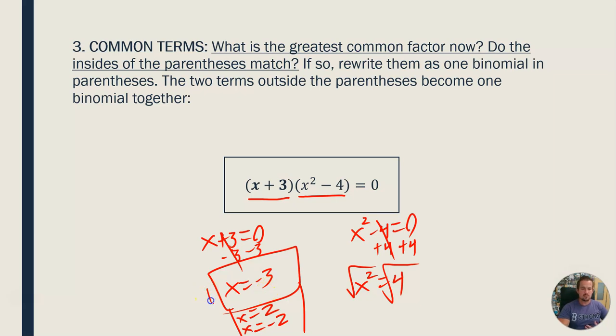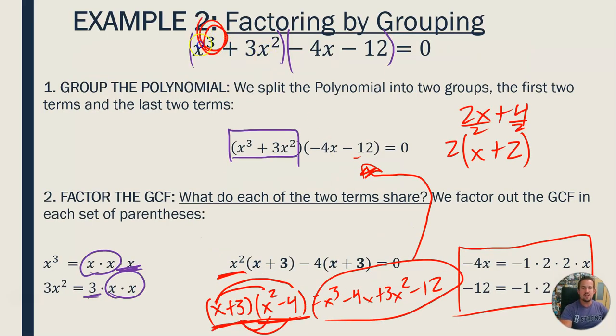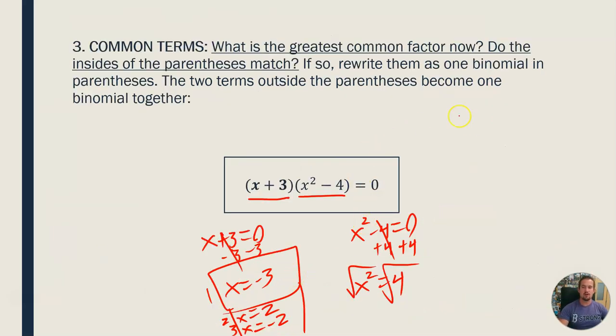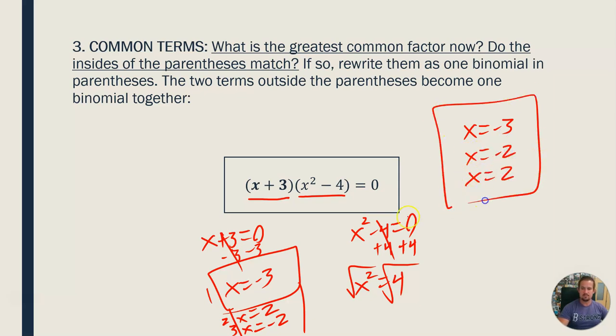And how many solutions was I supposed to have? Thank you, English. I was supposed to have 3. This is a cubic polynomial, so I'm supposed to have 3 solutions. And there they are. Let me write them a little bit better over here. x equals negative 3, x equals negative 2, and x equals positive 2.